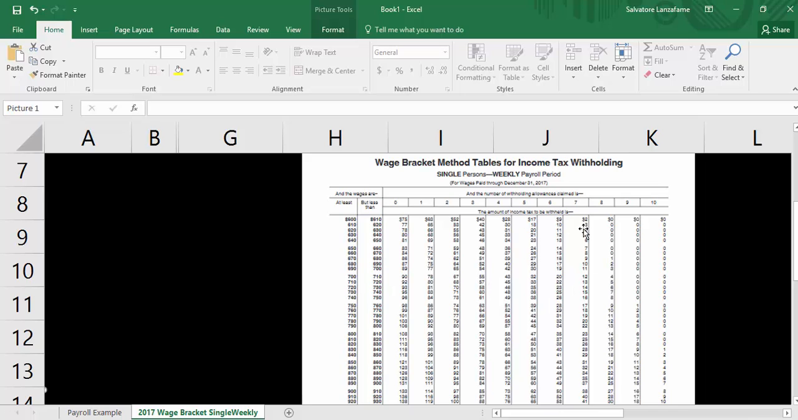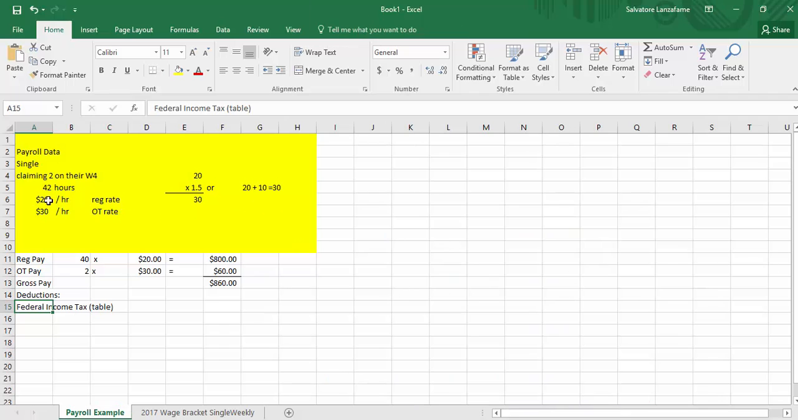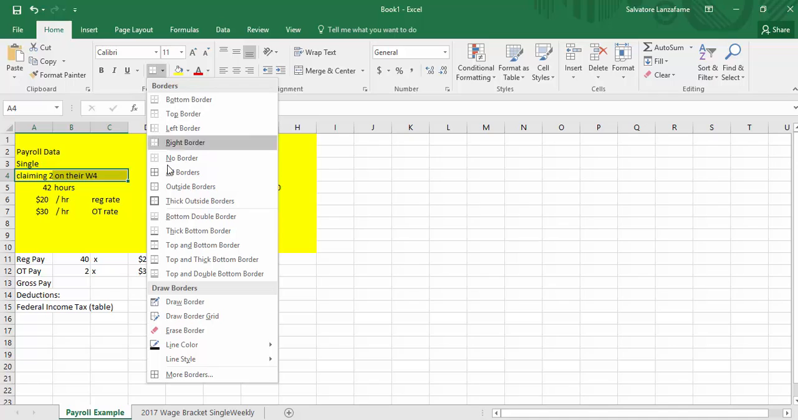So how do I use this? Well, if you notice over here it says, "and the wages are at least but less than," and then you have from 0 to 10, and above that it says, "and the number of withholding allowances claimed is." So once we know this number and we know what the wages are, we just connect the dots and figure out where the column and the row intersect. Let's remind ourselves what we have here. Our employee, if you recall, is claiming 2. So 2 was the number that we have to look up in the chart.